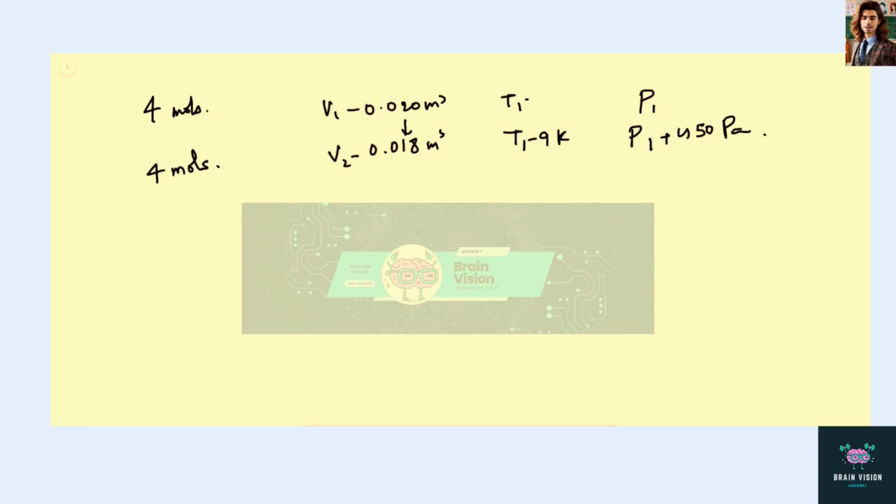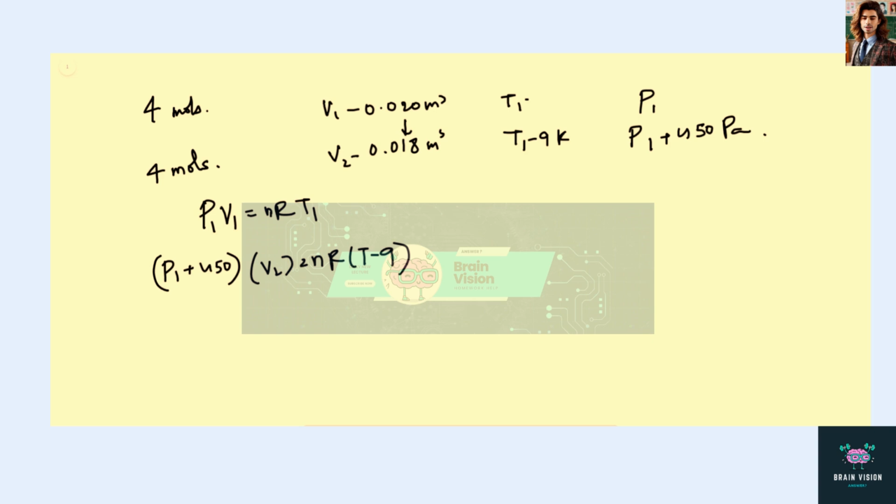Now we need to find the temperature and pressure. We know the equation: P1V1 is equal to nRT1, and P2V2 is equal to nRT2, which we can write as (P1 plus 450) into V2 is equal to nR(T1 minus 9).